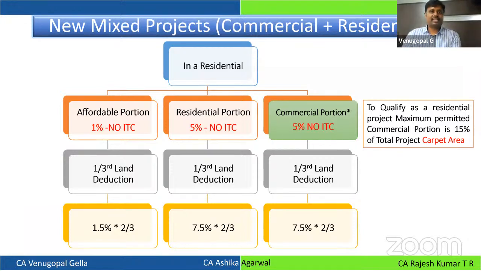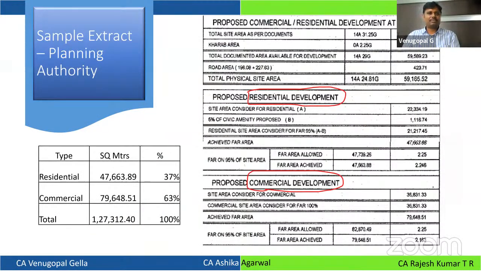Now, how do we derive it? Whenever you make an application for plan sanction, in the plan itself, you will have to necessarily bifurcate the total constructions that are happening. I've just given you a sample. So in the layout which you are doing, here is one construction which is happening, where the residential portion has some 47,000 square meters, commercial portion has some 79,000 square meters. So if you see, 37% is residential portion and 63% is the commercial portion.